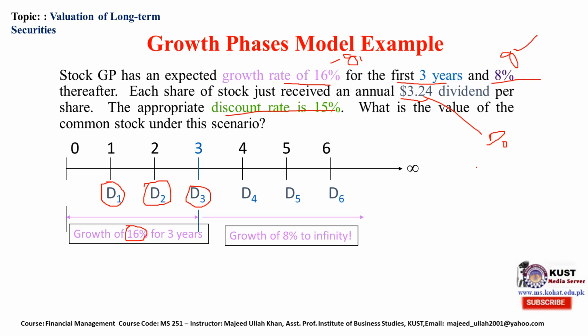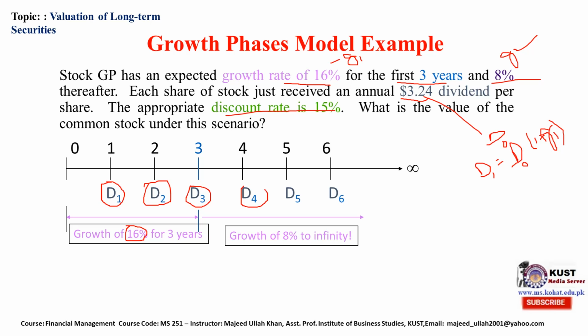So D1 will be equal to D naught into 1 plus G1. So what is G1? G1 is basically 16%.